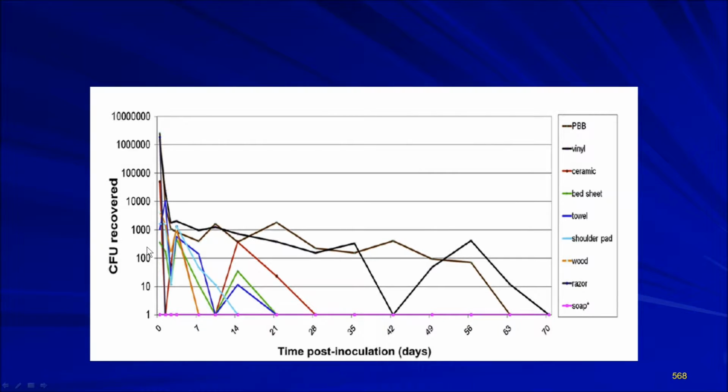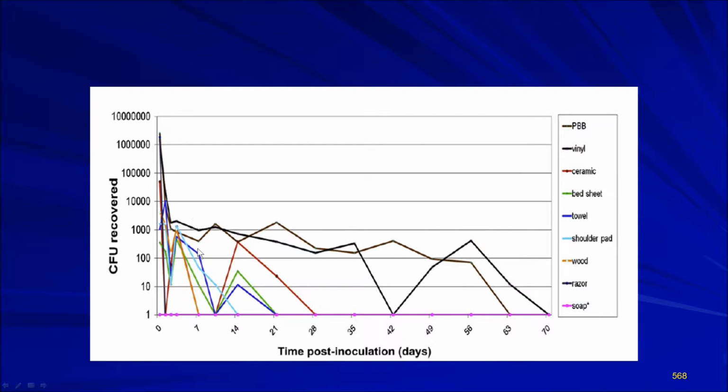Here we see a graph of MRSA and its relative survival rate on different types of surfaces. So if you can see over here, it says CFU recovered. The CFU stands for colony forming units, and essentially it is just a unit used to measure the number of bacteria. So just think of the number of bacteria. We have increasing number of bacteria, and then here we have number of days after we've infected a towel or bed sheet or ceramic with these bacteria. And we can look at how long they survive.